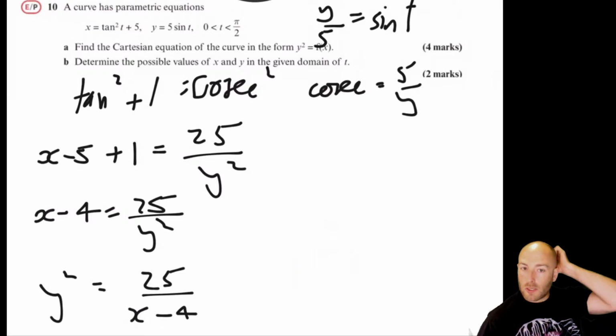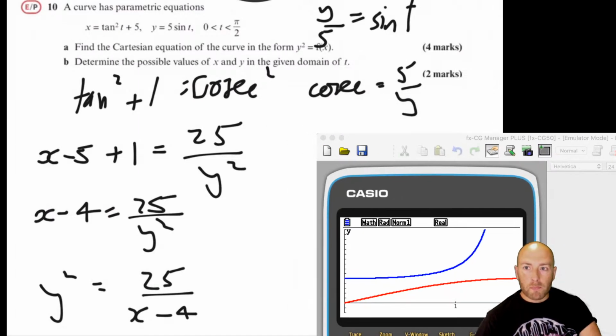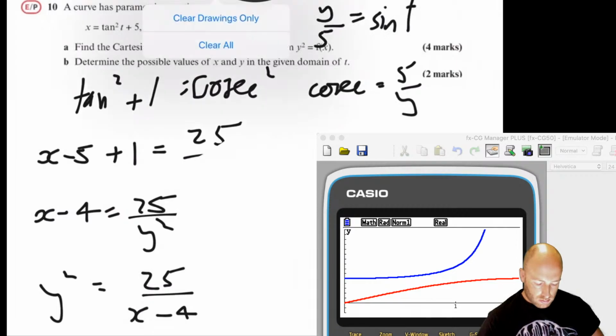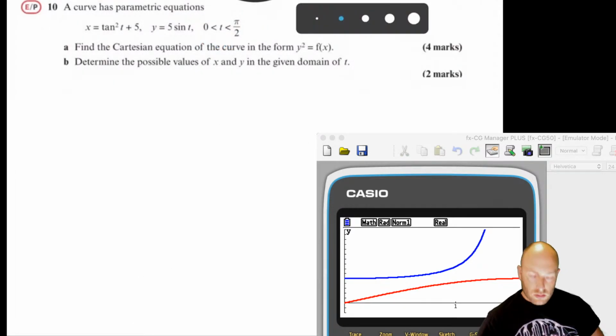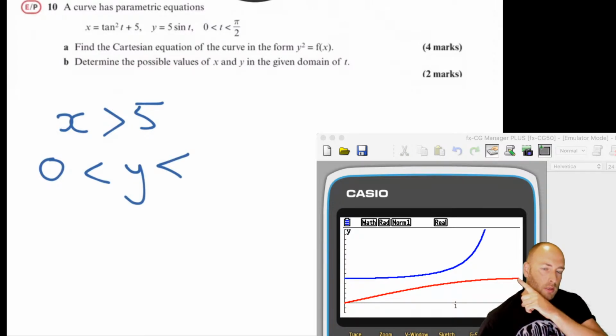Finding the range of possible x and y values. Well, I've got the calculator. Here's one I did earlier. So in blue, we've got the x bit. So it looks like x is anything greater than 5. Greater than or equal to. No, greater than 5, because we never quite equal it. And y is going to be greater than 0, but less than this value by my ear, whatever that is.